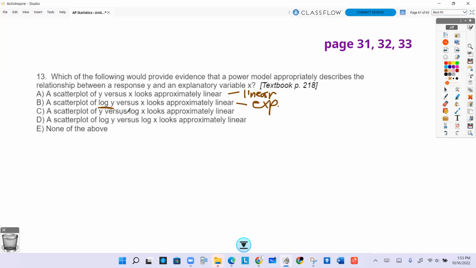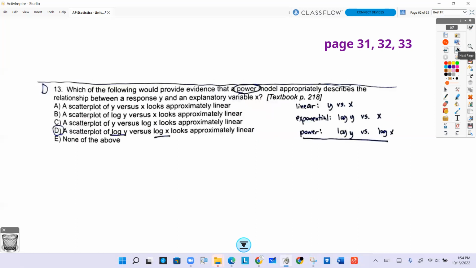Scatter plot of y versus log of x. We don't ever do that one. Scatter plot of log y versus log x is approximately linear. That's your power model. Power model, log x and log y, not just log y. And our last one.